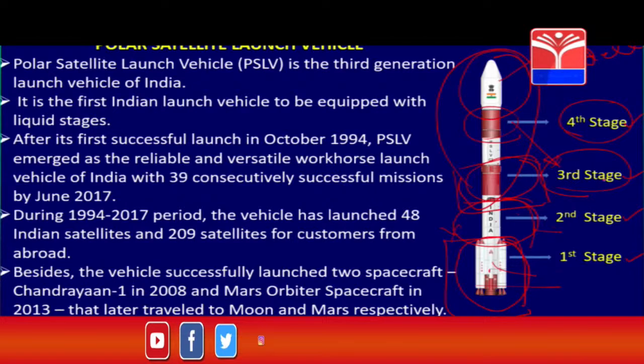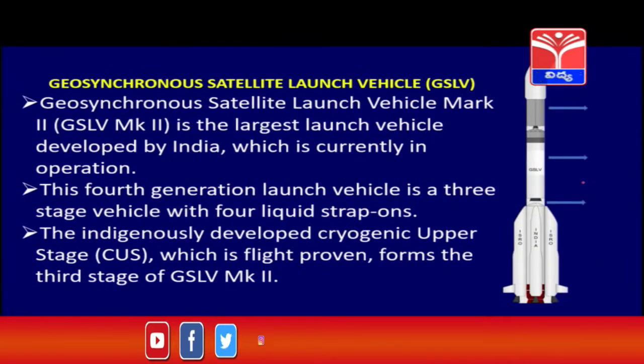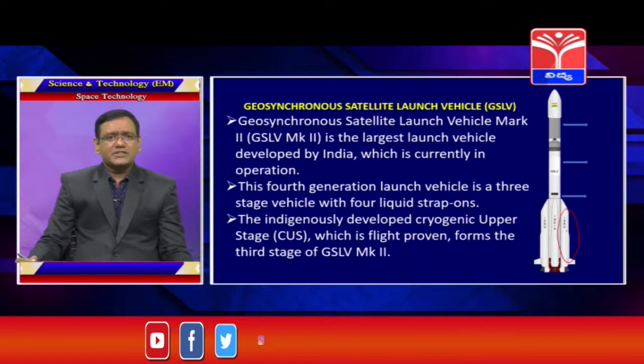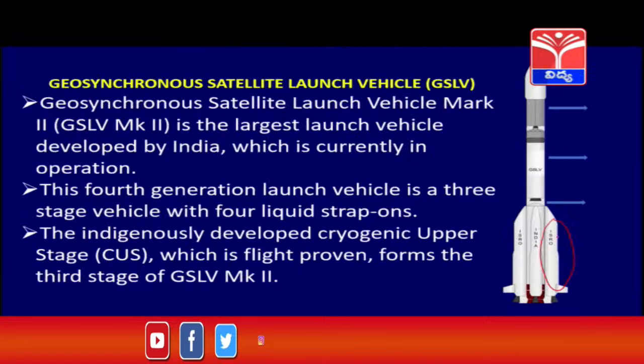is in this part. Now let us talk about the Geosynchronous Satellite Launch Vehicle. GSLV Mark III is the largest launch vehicle developed by India, which is currently in operation. This 4th generation launch vehicle is a 3-stage vehicle with 4 liquid strap-ons. So these are the liquid strap-ons. The indigenously developed cryogenic upper stage, which is flight proven, forms the 3rd stage of GSLV Mark III.